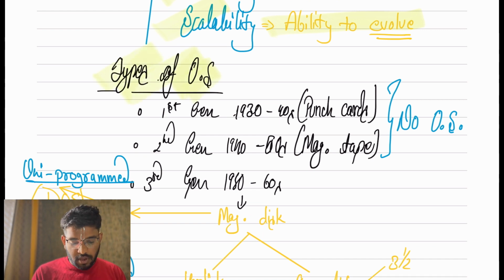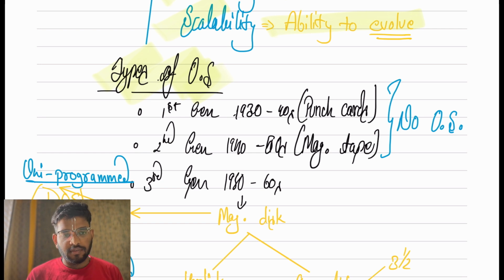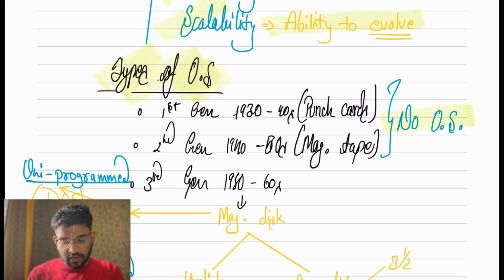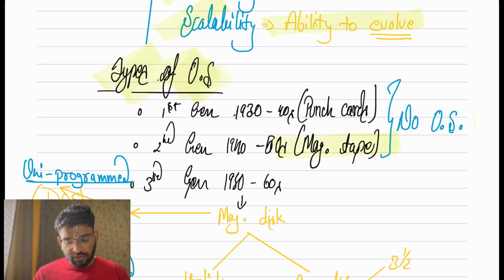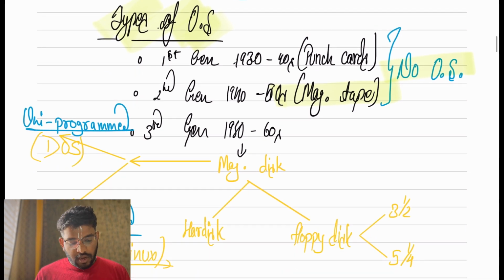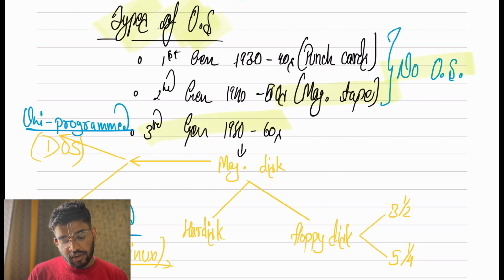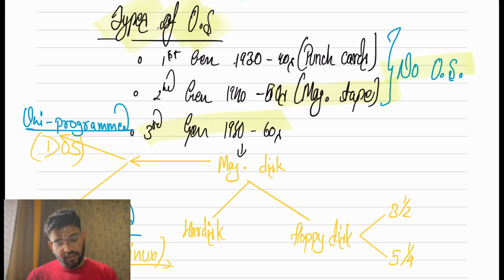The second topic is types of operating systems. There are multiple generations of these. The first generation is the punch card, which doesn't have an operating system. The second generation is the magnetic tape, which also does not have an operating system. So our first operating systems came with the third generation, which started somewhere between the 1950s and 60s.